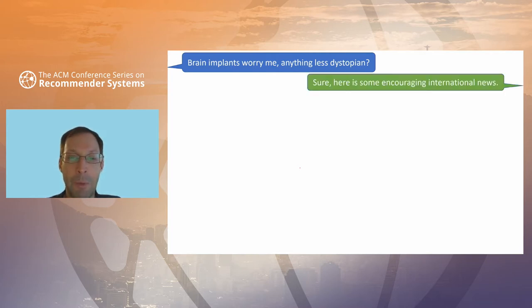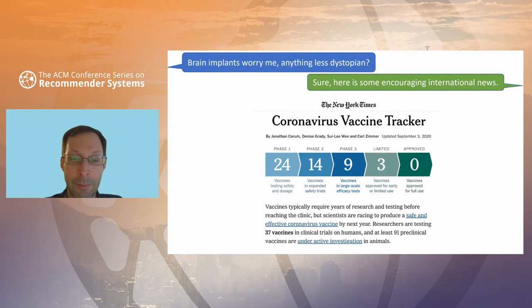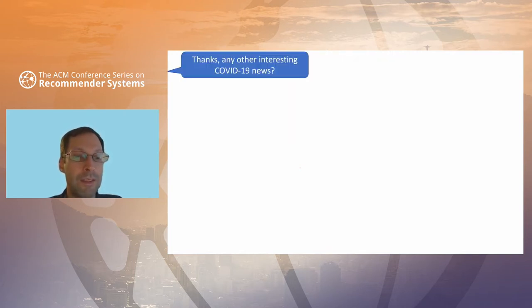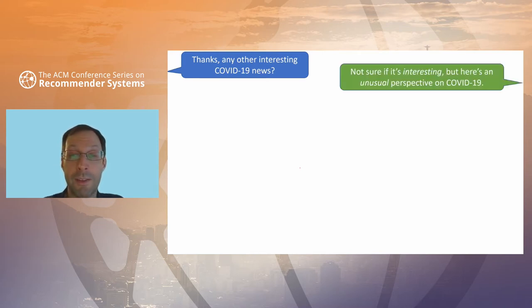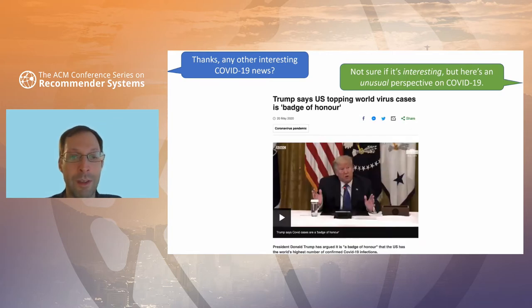And the system interprets my query correctly and says, sure, here's some encouraging international news. This is about progress on the COVID-19 vaccine. Good. That piques my interest, what's going on in COVID these days. So I say, thanks, is there any other interesting COVID news? And the very intelligent assistant says, not sure what's interesting, but here's an unusual perspective on COVID-19. This is when Trump is claiming that the US topping the world in virus cases is a badge of honor. Certainly an unusual claim.